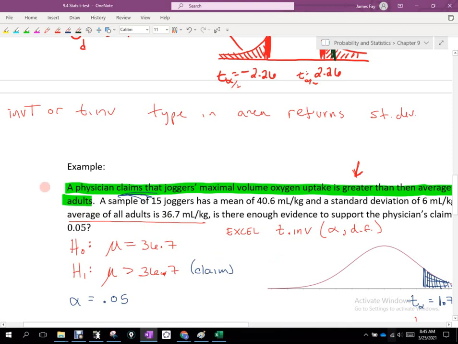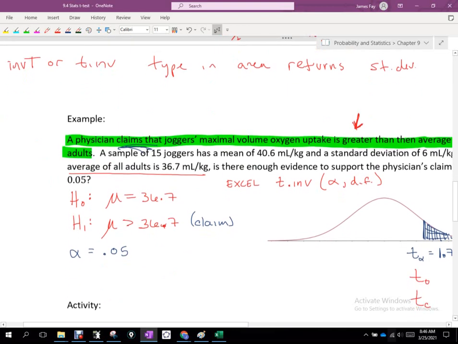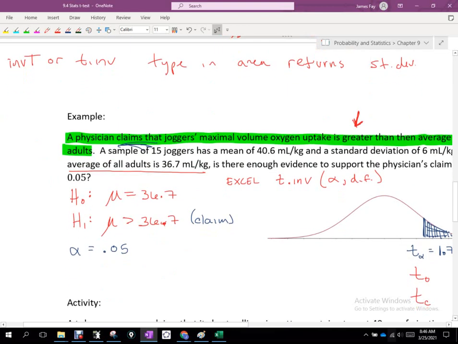If you use the norm.dist or t.dist, you're going to type in a standard deviation, and it's going to return an area. We'll get to so inverse t. Or that's what your question is. There's two things going on here.